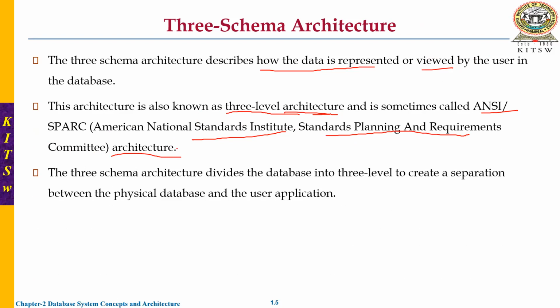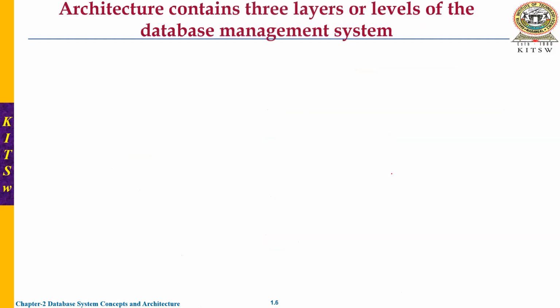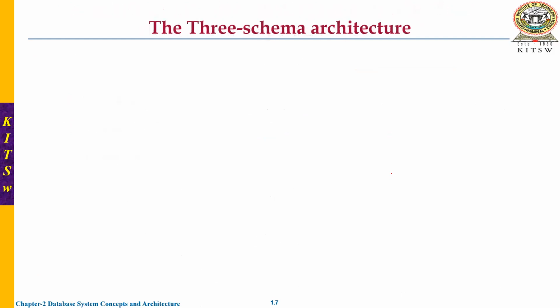The three schema architecture divides the database into three levels to create separation between the physical database and user applications. In simple words, this architecture hides the details of physical storage from the user. The database administrator should be able to change the structure of database storage without affecting the user views. So what are those levels? External level, conceptual level, internal level, three levels.